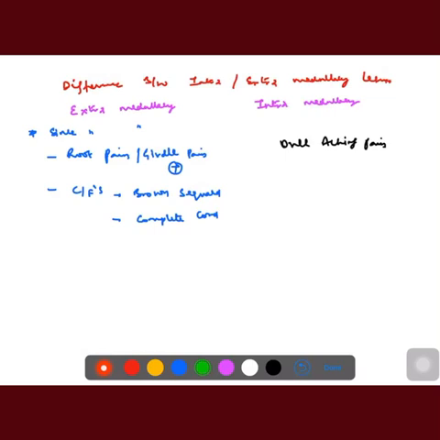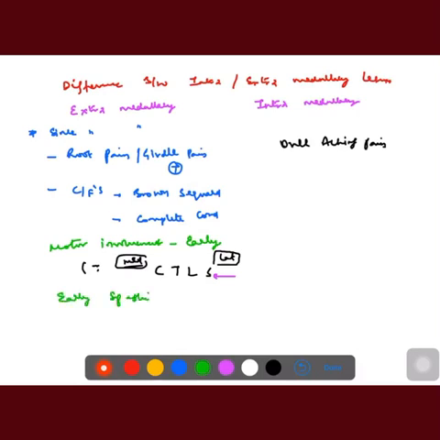Then coming to involvements, motor involvement in extramedullary is early. Why? CTLS means cervical, thoracic, lumbar, sacral, so medial to lateral. The disease process is coming from the lateral side, so sacral will be affected first. Sacral means leg weakness and so on will come. Okay. Then early spastic weakness will be present.